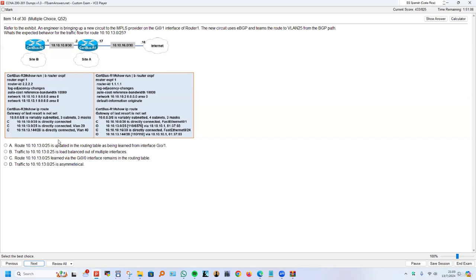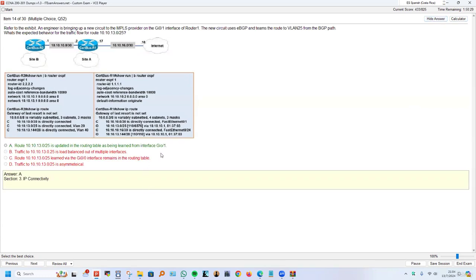No, it's the 10.10.13.0/25 is updated in the routing table as being learned on gigabit 0/1. Looks like an O, but it's actually a 0/1. And where do you see that interface? Gigabit 0/1. Do we see it there? I don't really see it there. I know this is the right one for a fact, but I don't really see gigabit 0/1. I know it's this one with the network IP address. I don't see it. Let's check and validate this one.